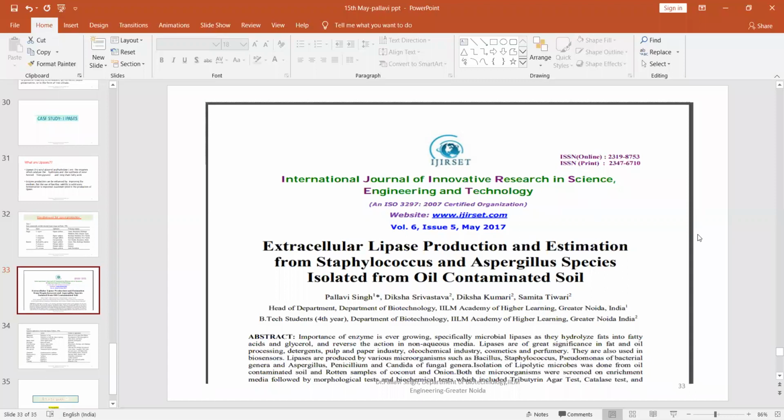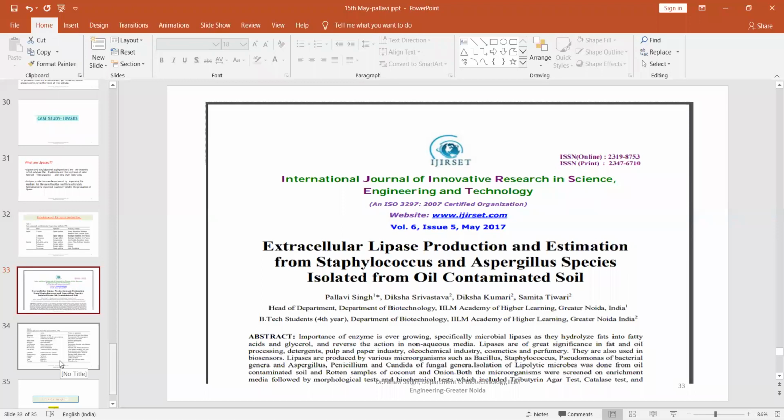In our case, we had taken oil contaminated soil from various places, from petrol pumps, from places near the hotel industry, and we isolated the microbes, because these soil sites are heavily contaminated with oil. So they must have some naturally occurring microbes which are degrading that oil. We found that there are Staphylococcus and Aspergillus species present in this oil contaminated soil, which can produce the lipase. I don't want to discuss the detailed paper, it will become too much for you.